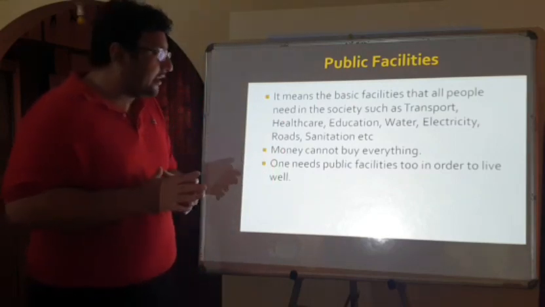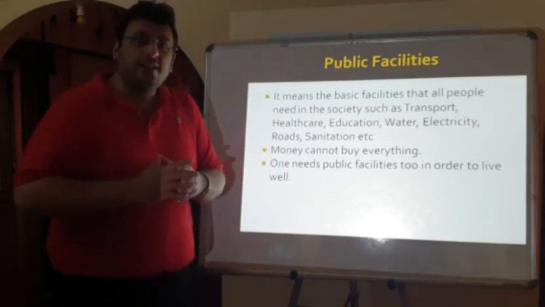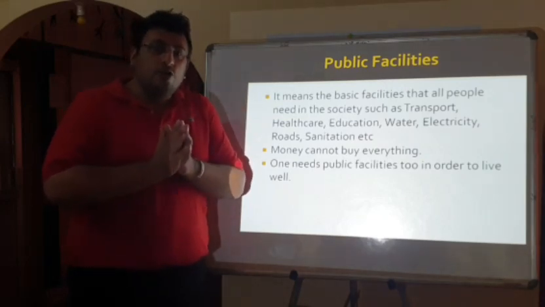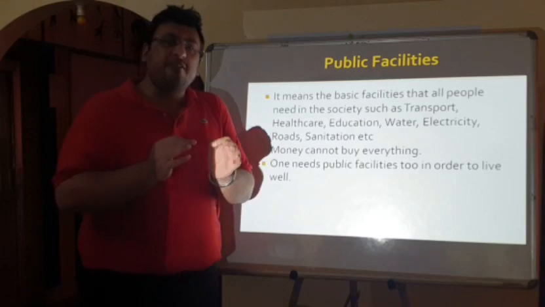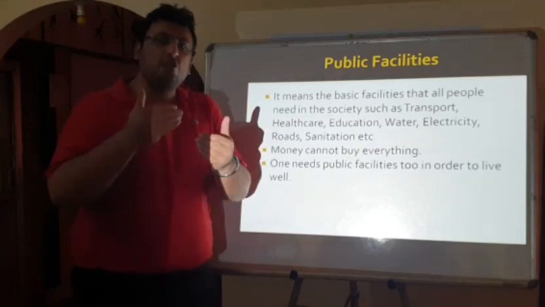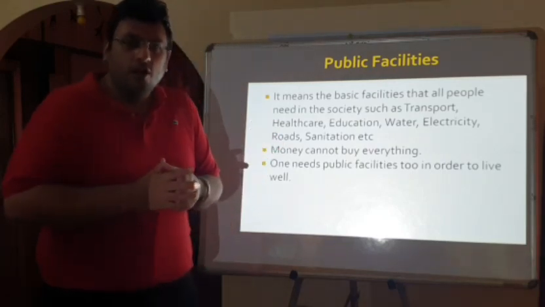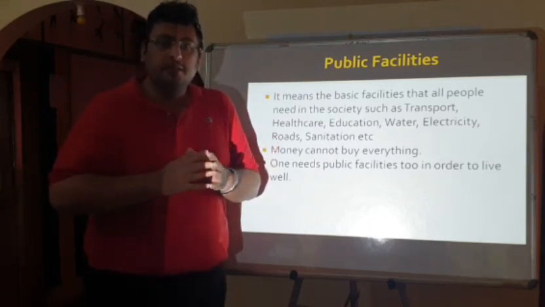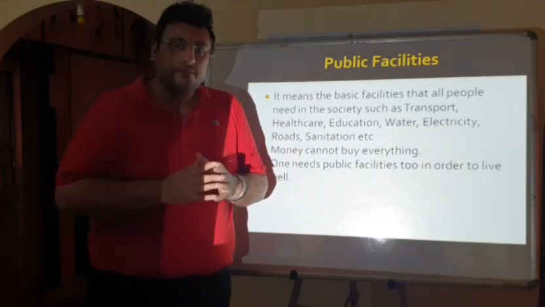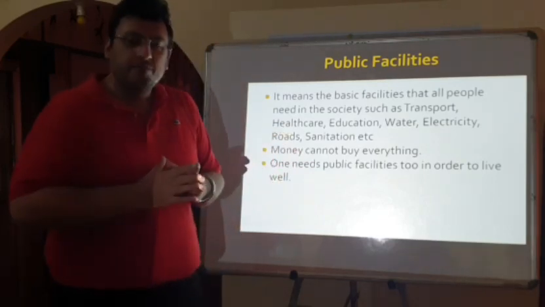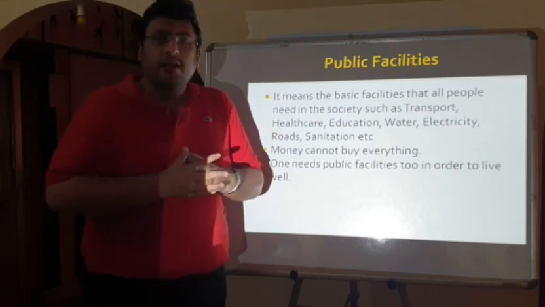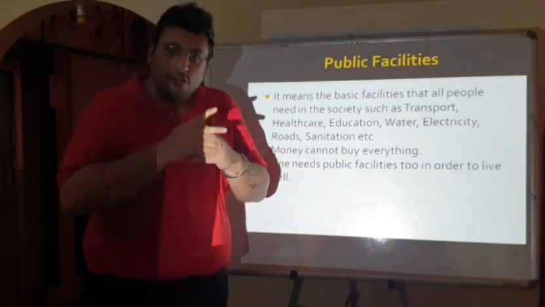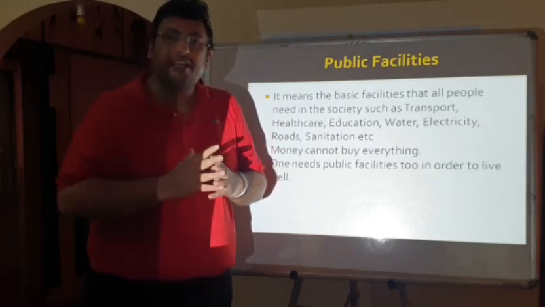Why? Let us understand this with the help of an example. Let us say you have so much money that you buy a very expensive car, a Mahindra Scorpio or a Toyota Innova or a Toyota Fortuner. But the roads are not there. Road is what? A part of public facility. The roads are absolutely absent or missing. Where will you drive the car? Will you be able to enjoy that car which you have purchased?